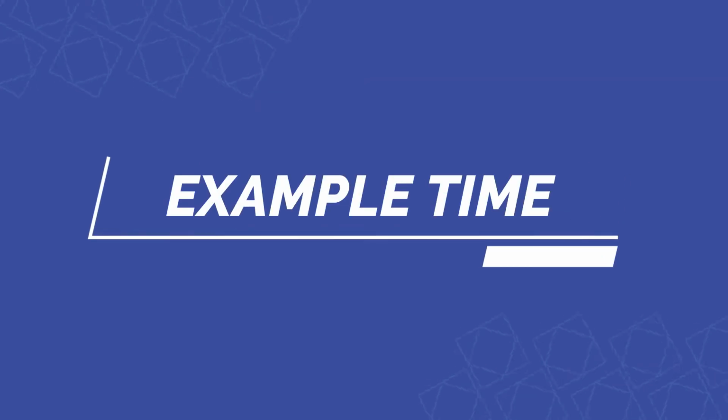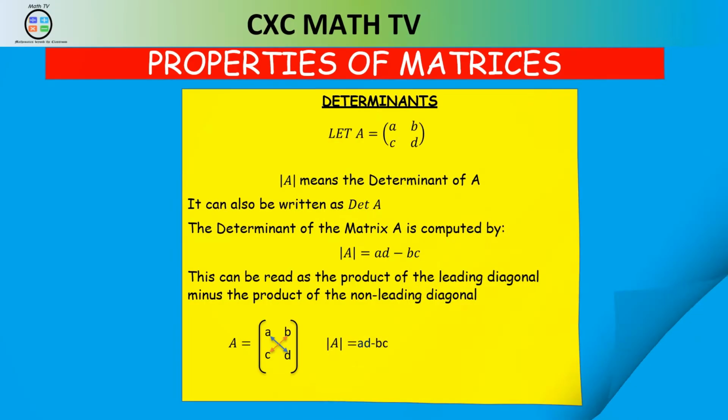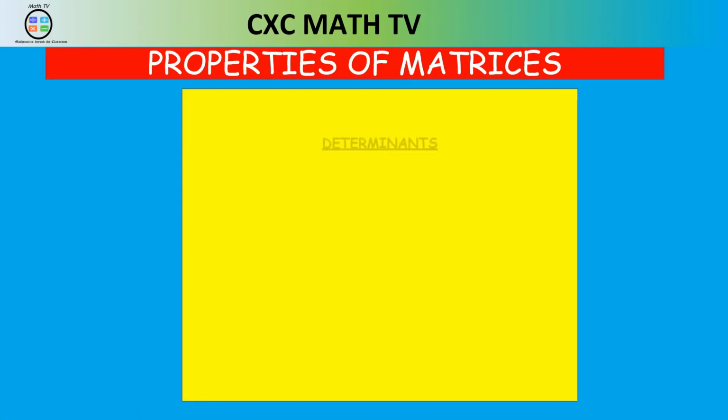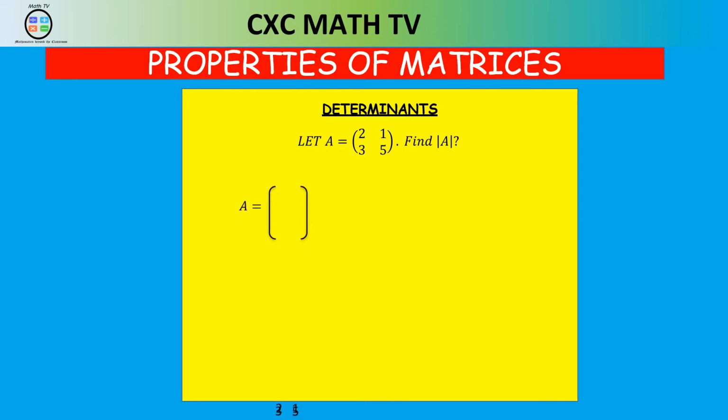And so let's look at this example right here. Let's say the matrix A is 2, 1, 3, 5. Find the determinant of A. So the determinant of A is going to be 2 times 5, the blue arrows, we multiply those, minus 1 times 3. That works out to be 10 minus 3, which is 7. So the determinant of the matrix A is 7.